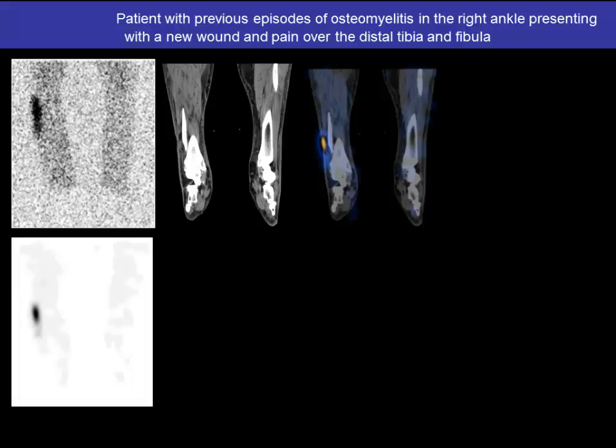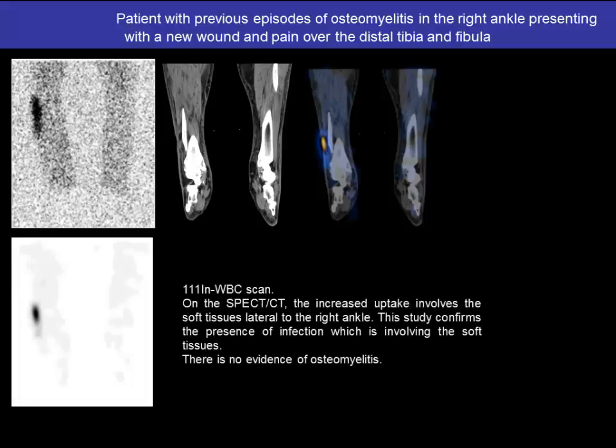Another patient with previous episodes of osteomyelitis, the question was whether this patient has got osteomyelitis once again. And if you see on the white cell scan, there is increased uptake on the lateral aspect of the tibia, which on the delayed images also shows increased uptake, but on the SPECT-CT, it is not in the bone, it is on the lateral aspect of the soft tissue. Therefore, we can differentiate osteomyelitis from soft tissue infection, and SPECT-CT was useful in this to exclude osteomyelitis, and this was just a soft tissue infection.